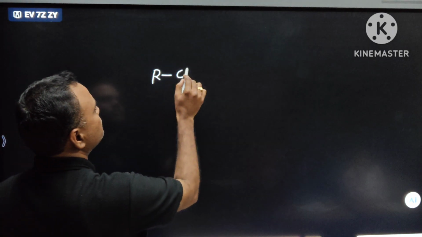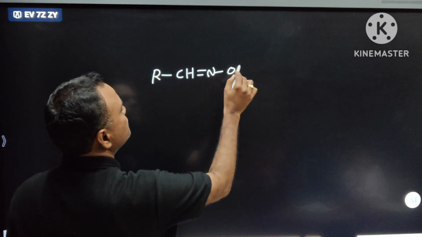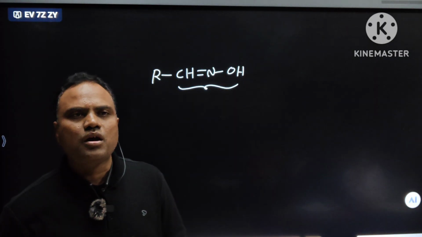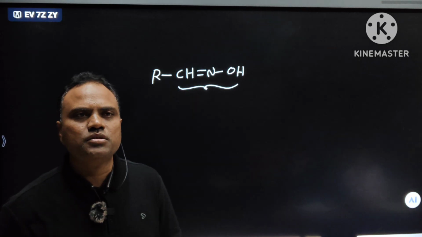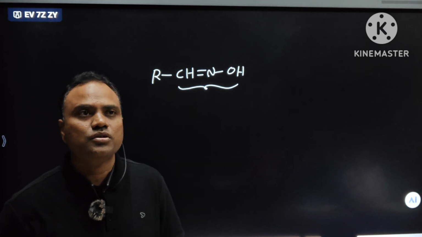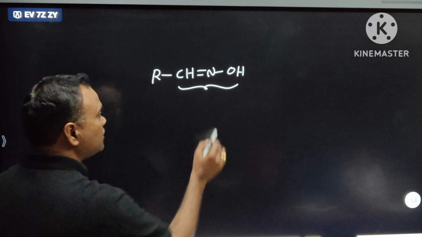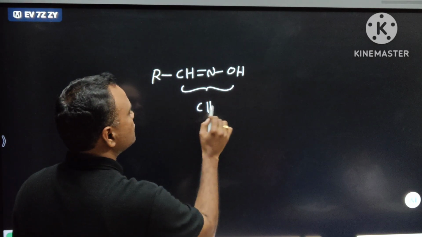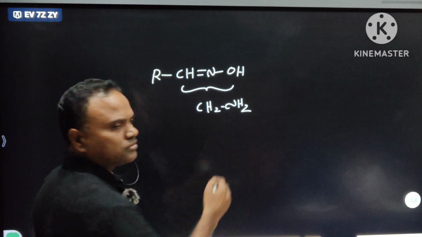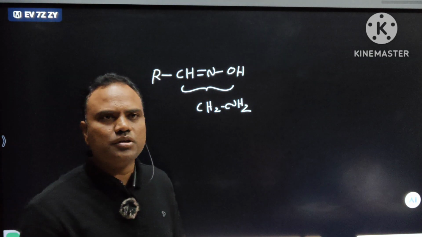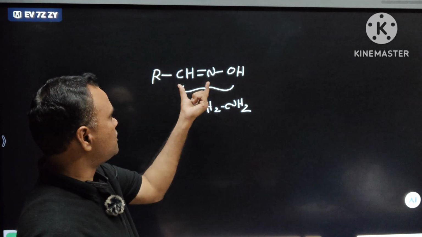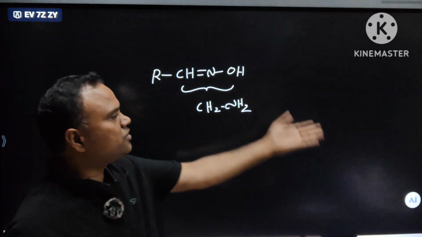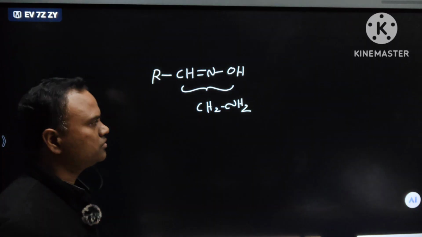Not CH2NH2. The compounds in which the carbon double bond NOH unit is present are called oximes, not CH2NH2. What I said you didn't get. I think you were writing at that time. What I said: convert this part to CH2NH2. How to remember, how to write the product? This CH double bond N part, you convert that part into CH2NH2. Okay.